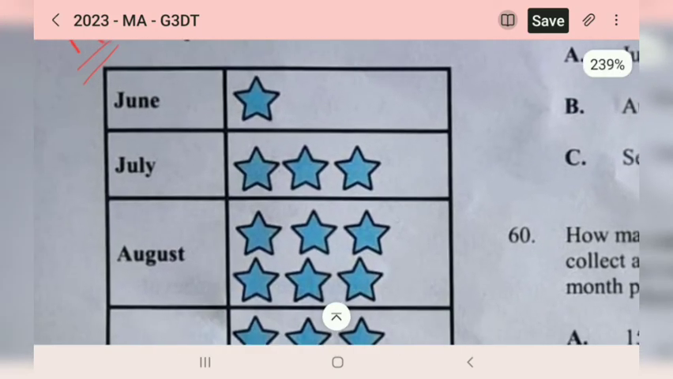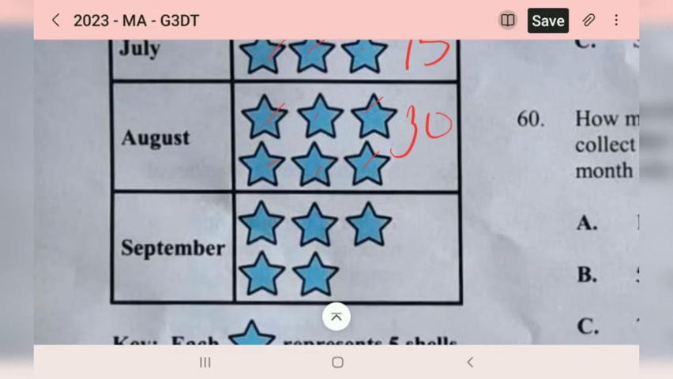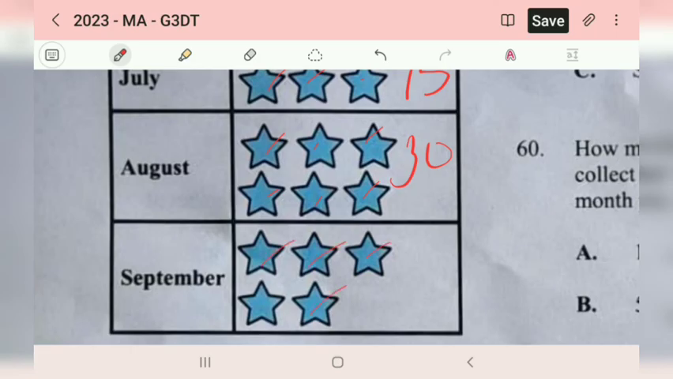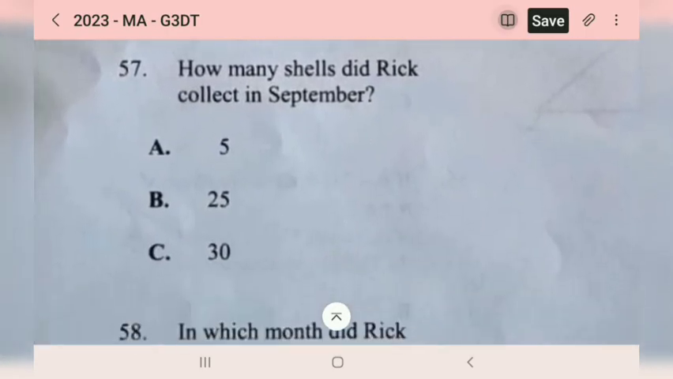Same paper, same question. So this one is 5 in June. 5, 10, 15 in July. 5, 10, 15, 20, 25, 30 in August. And 5, 10, 15, 20, 25 in September. Let's see what they want from us. How many shells did Rick collect in September? 25, because we've worked it out.